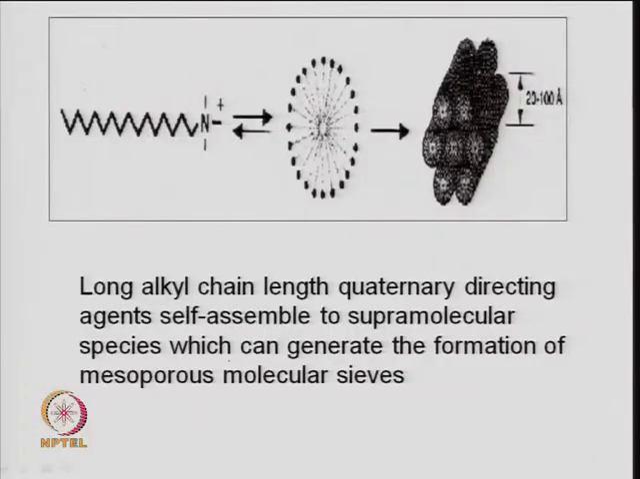Large alkyl chain length quaternary directing agents self-assemble into supramolecular species which can generate the formation of mesoporous molecular sieves. Here you can see the size is between 20 and 100 angstrom. That is the selection of the templating agent or structure building agents. The alkyl chain length you select is important, whether it is a smaller or larger chain length, accordingly your structure will build.